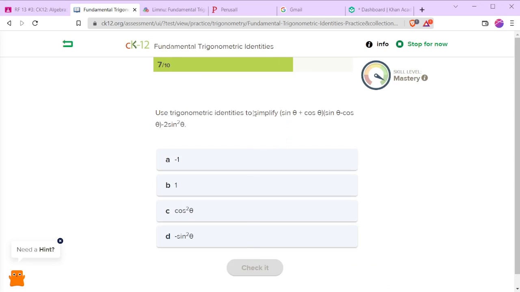Now, use trigonometric identities to simplify this. We start with the difference of perfect squares. Sine plus cos times sine minus cos. That'll be sine squared minus cosine squared. Now, we subtract 2 sine squared. That's a negative sine squared minus cosine squared. We don't have any 2's anymore. That's a negative 1.